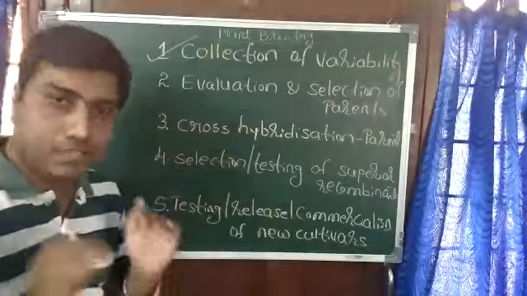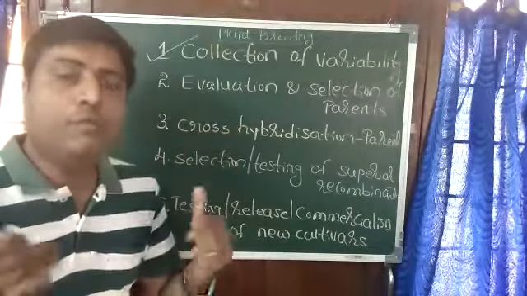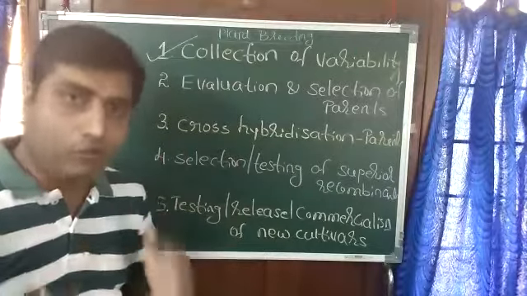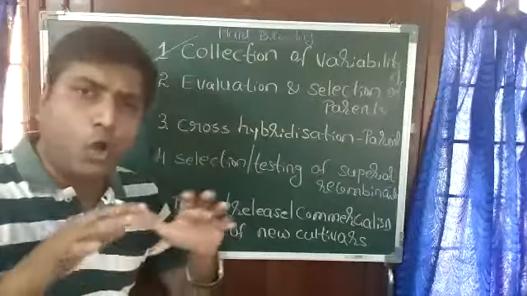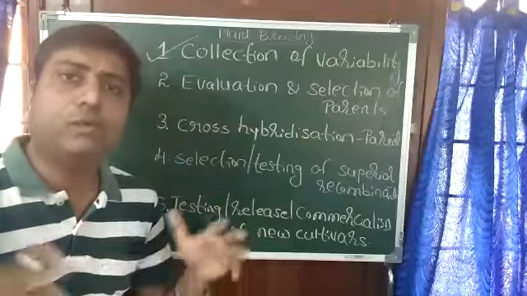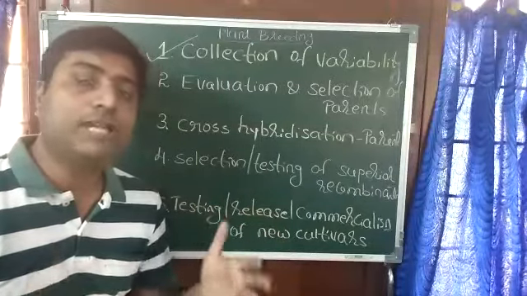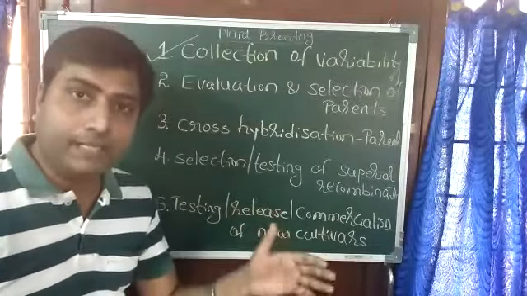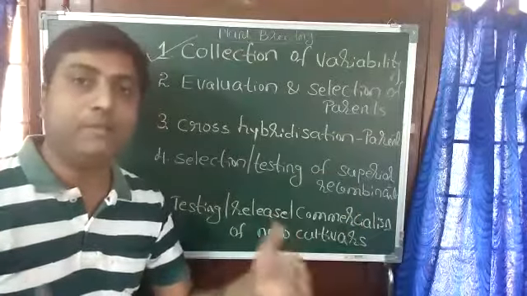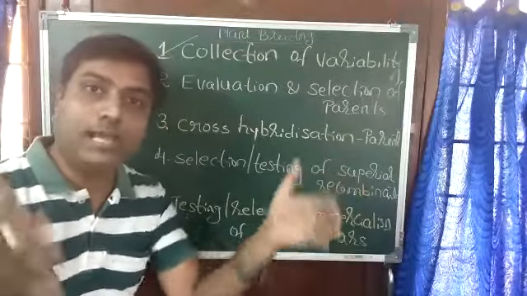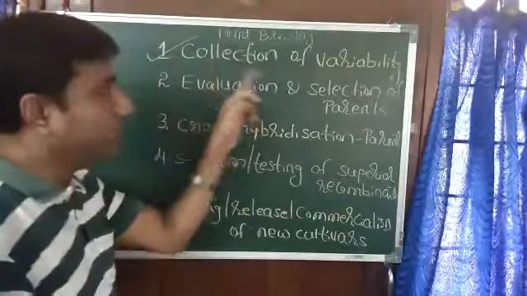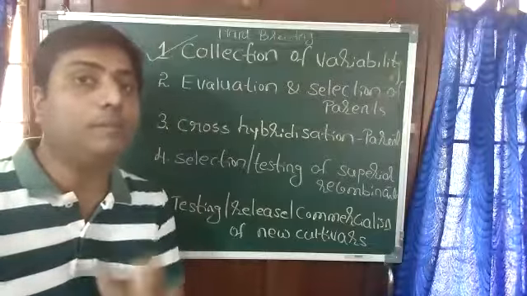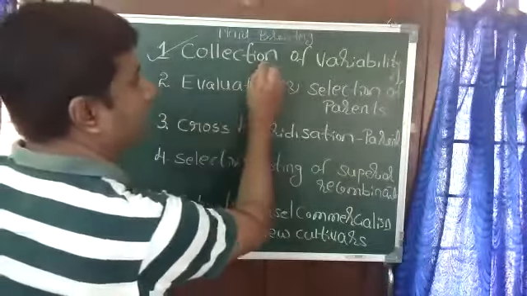Collection of variability. Suppose we want to get the best breed of rice paddy. What we can do in the first step is collect all the varieties of paddy. There are thousands of varieties of paddy, of good quality, each with its own quality, that can be grown in one place. We are going to collect them. That is called collection of variability. It is technically called by one term, germplasm.